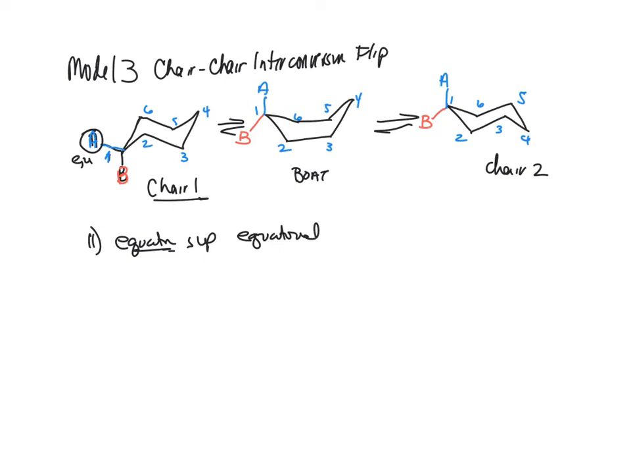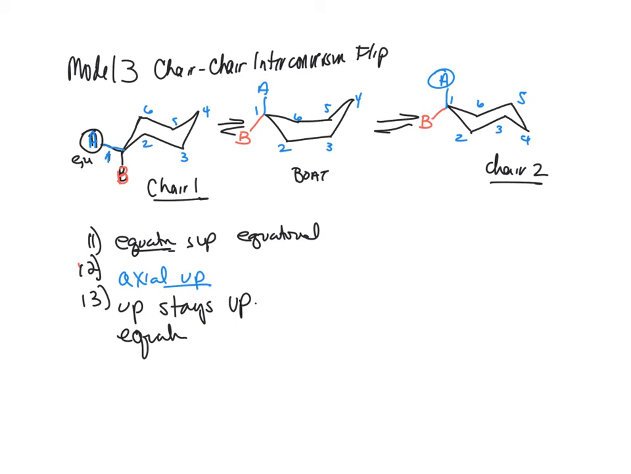Equatorial. In chair 2, group A is axial up, right? Axial. So you can circle that. What conclusion can be made regarding the orientation of a group when a ring flips? Up stays up. Equatorial becomes axial. Number 14. Consider group B in both chair 1 and 2.